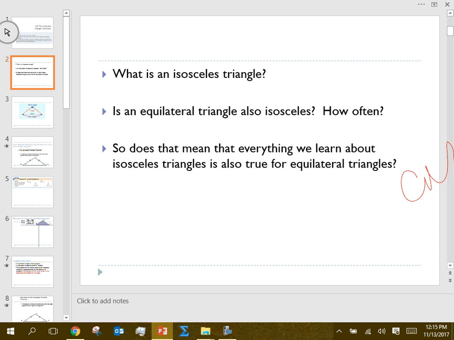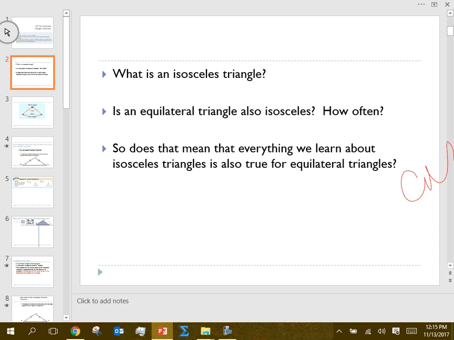What does at least mean? The least amount you can have. So you could have 1,500? No, wait, two. Not for a triangle, right? We're talking about sides. So if you have at least two, you could have three, right? So an isosceles triangle is a triangle that has at least two sides congruent.